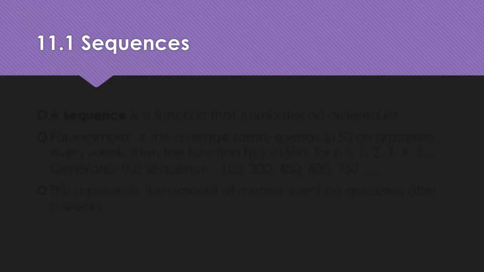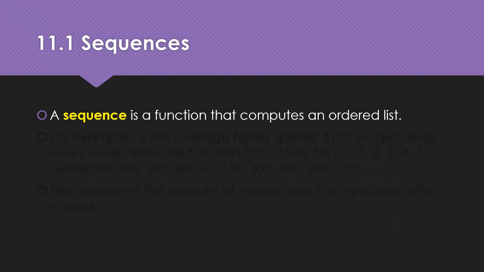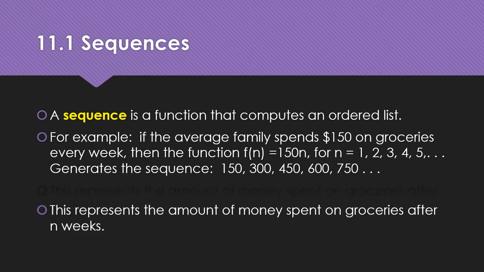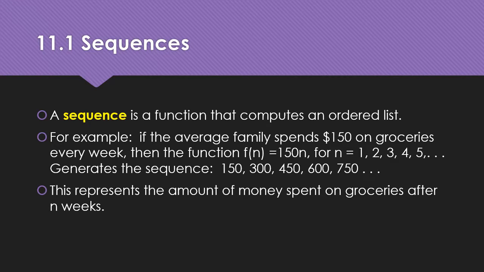First of all, a sequence is a function that computes an ordered list. For example, if the average family spends $150 on groceries every week, then the function f of n equals 150n for n equals 1, 2, 3, 4, 5, and so on, and that would give us the sequence 150, 300, 450, 600, 750. This represents the amount of money spent on groceries after a certain number of weeks designated by the letter n.